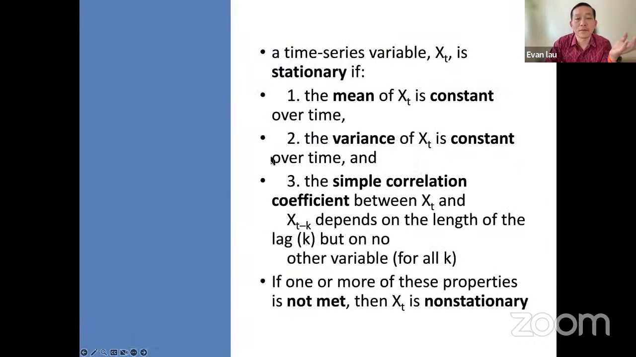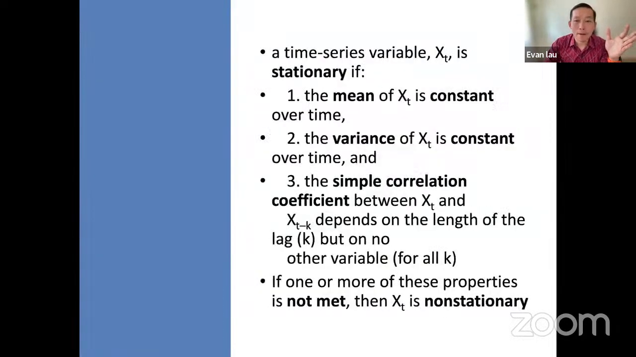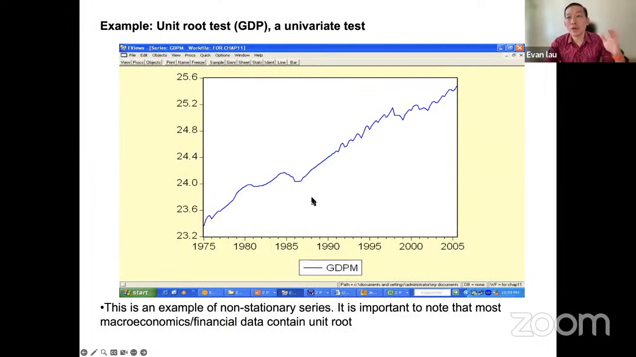Non-stationary is just a simple idea, and I go into the next slides on the meaning of stationary. Stationary means that the mean is constant over time, the variance is constant over time, and the simple correlation between x_t and x_t-k depends on the lag length, but not on other variables. So if the variance is not constant, the mean is not constant, or the correlation also depends on other variables, then it is not considered stationary. A very simple example is this graph, which goes up and has a trend, or what econometricians and statisticians call a stochastic trend. If you have this type of graph, we call it a non-stationary variable.